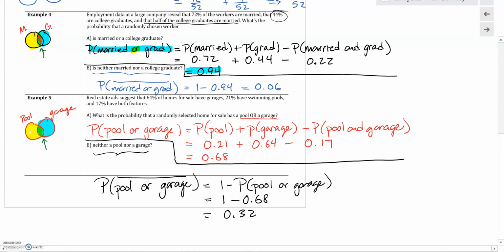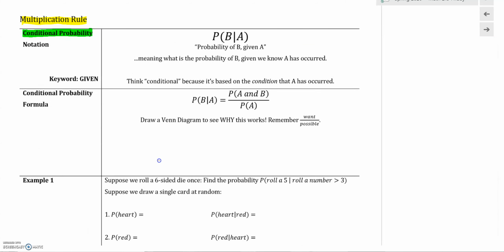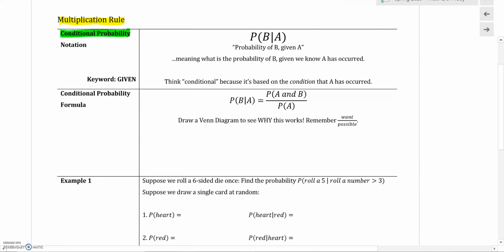Okay, let's go on to the next page. Now, we're working towards the multiplication rule. This is not it. We first need to talk about conditional probability. Very important topic here. This is it. This is how we write it out. Okay. It's actually not that bad, and I'm going to come off to the side and do some examples to help elaborate on this a little more.